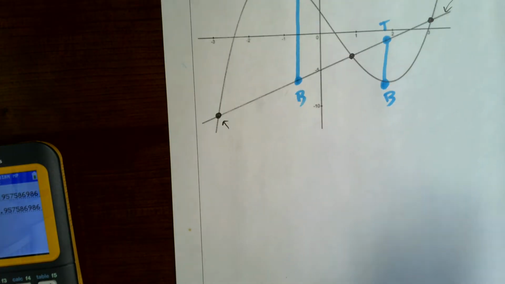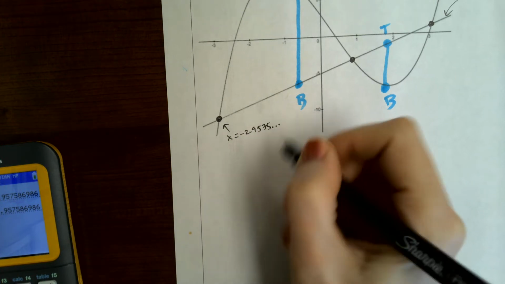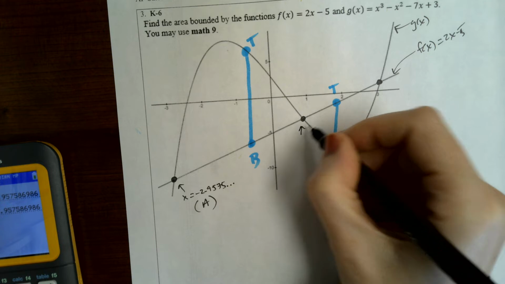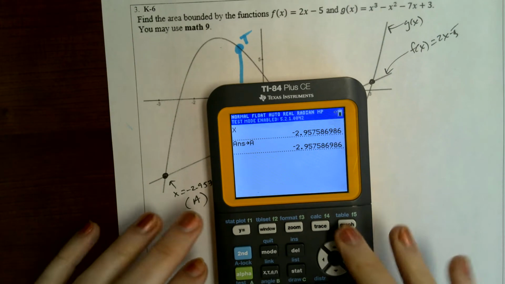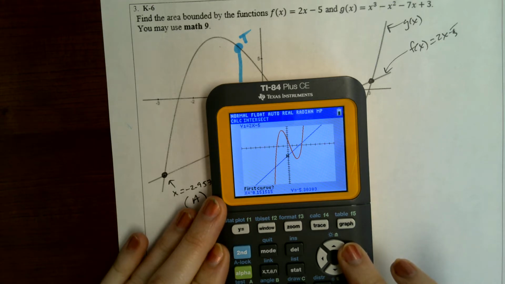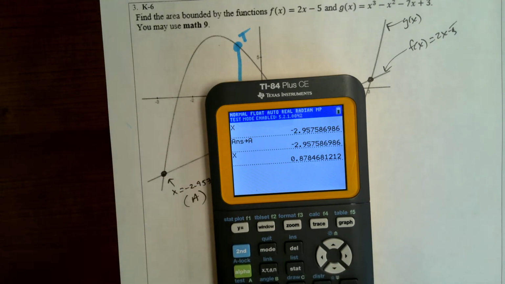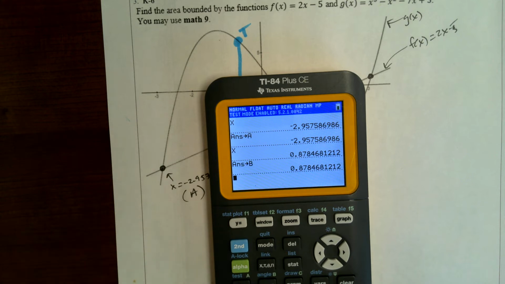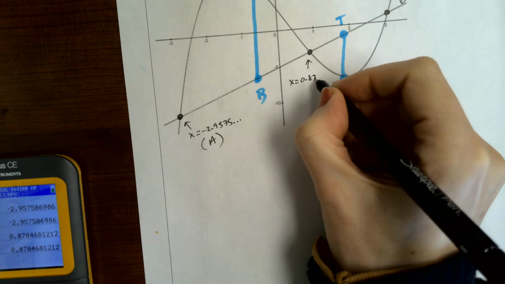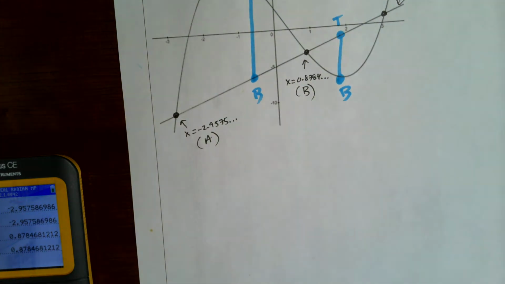So right here, this x value is negative 2.9575... and I stored that as A. Okay, now I got to find this one. So I go back to my graph, and I go close to this, enter, enter, enter. Then I go to the home screen, I hit X, and I will store this as B. So for this one, X equals 0.8784... That's B. I'm doing ... because I'm not rounding.